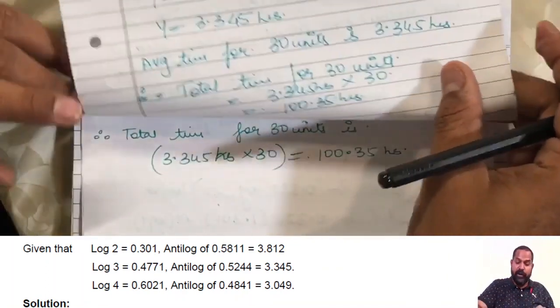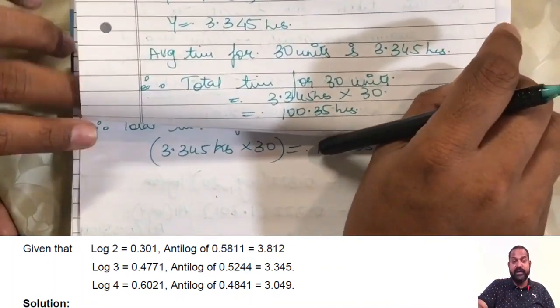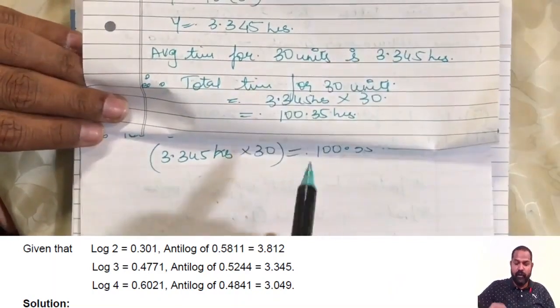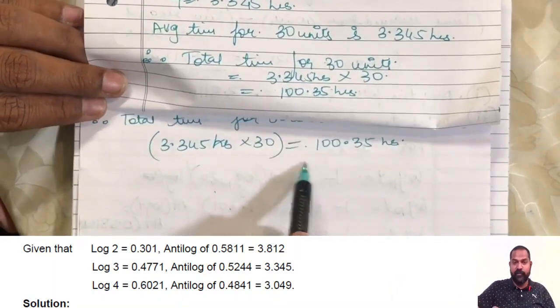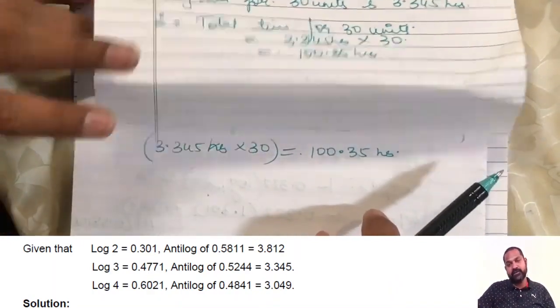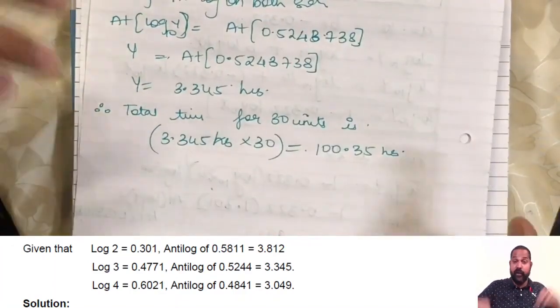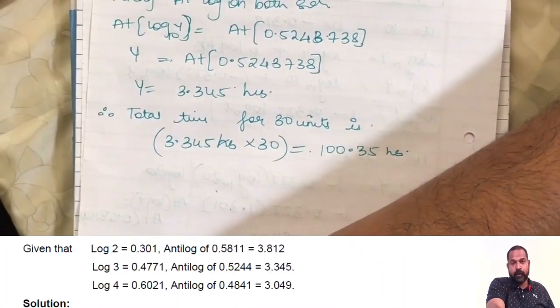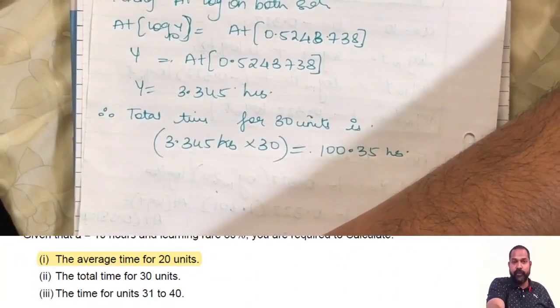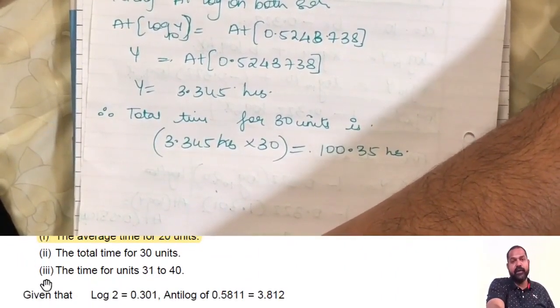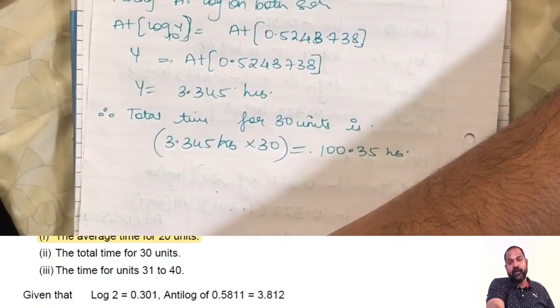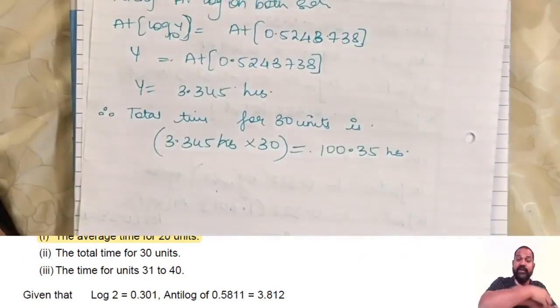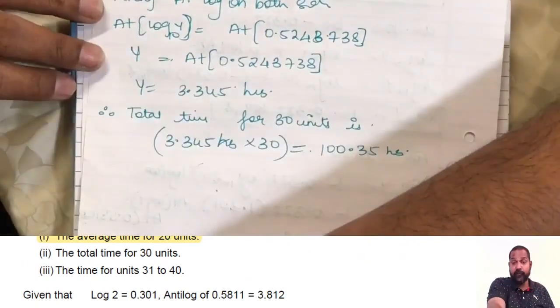Yes, we just did this some time ago. But what did I do? I directly did this in my cell phone calculator. But I got the same answer, 100.35 hours. We come to the last part of the question, which I have explained to you what they mean, but let's run through once again. The time for units 31 to 40. They want you to find the time for units 31 to 40.